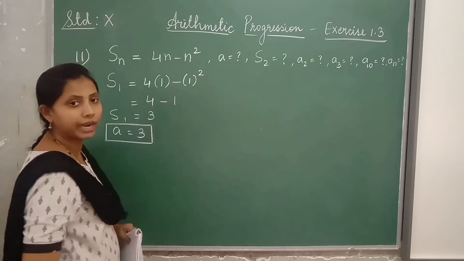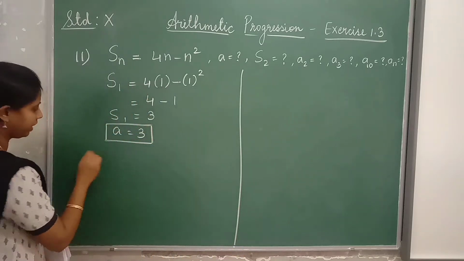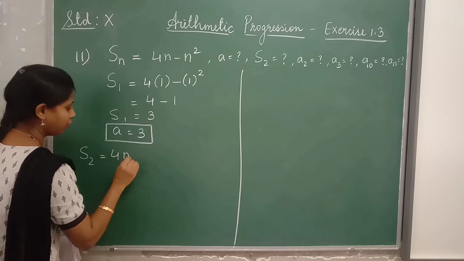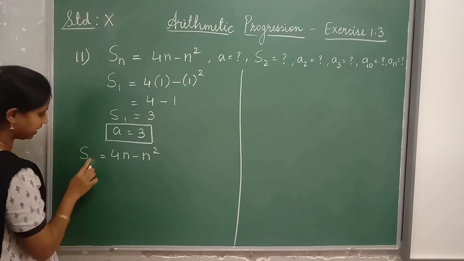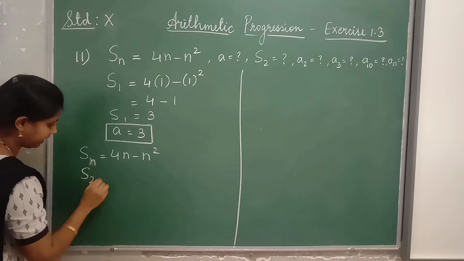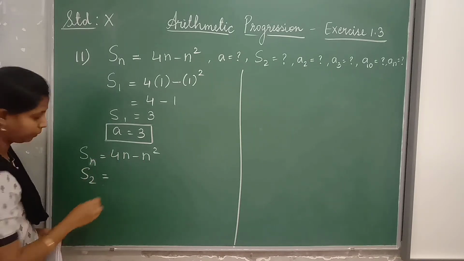Now next you have to find S2. Yes, to find S2, what you have to do? Substitute 2 in place of n. Write first 4n minus n square. Sn is given as 4n minus n square. So now we have to find S2, that is sum of two terms. So in place of n substitute 2.